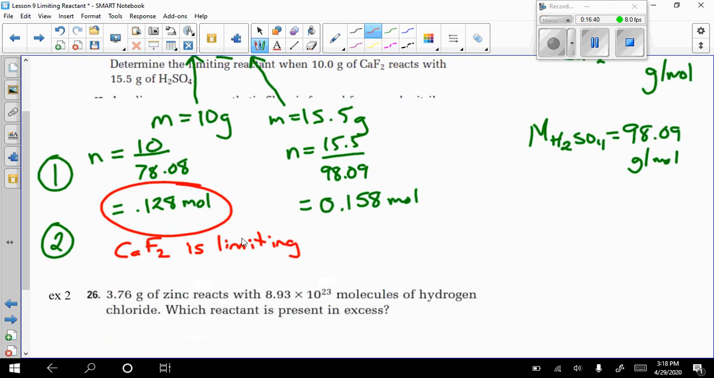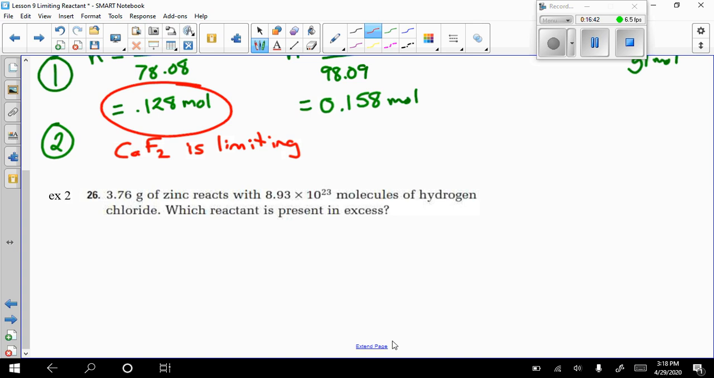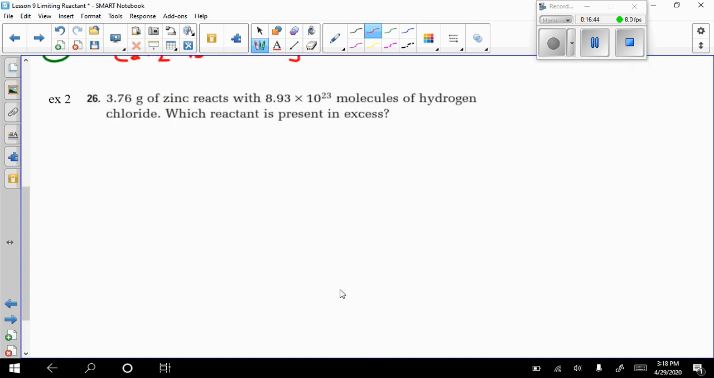All right, let's try another one here. This one says 3.76 grams of zinc reacts with this number of molecules of hydrogen chloride. Which reactant is present in excess? So which one is going to be left over when we're done? Well, I picked this example because in this case, they didn't give you the equation, but we need it in order to consider that second part of the limiting reactant. So let's write this equation.